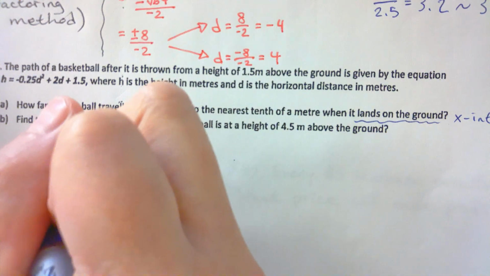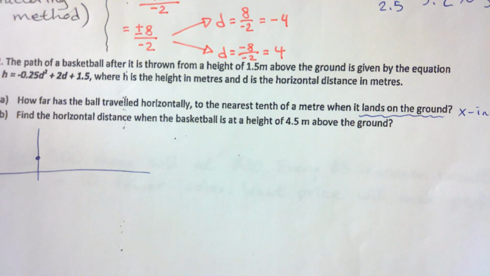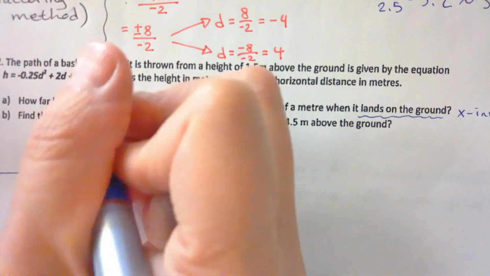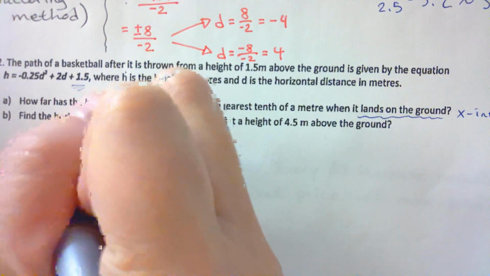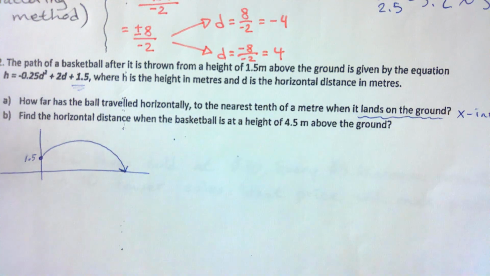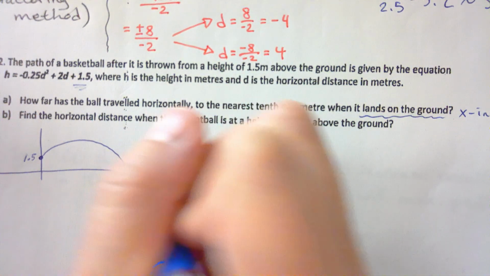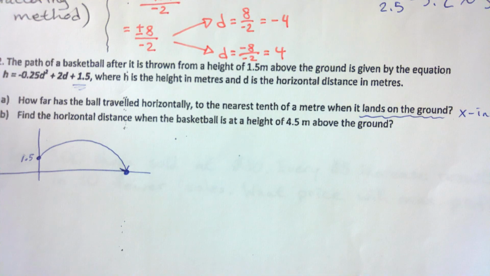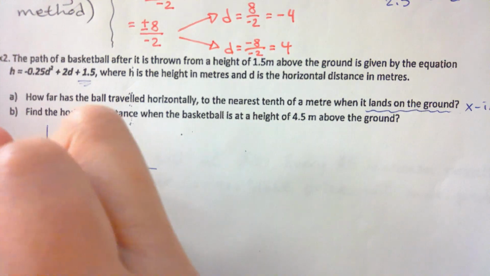So I'm just doing a quick little sketch. What's my y-intercept here, other than William? Sydney? 1.5 right here. Okay, so this is 1.5, and the path of the basketball goes something like this. You're trying to figure out when does the ball hit the ground? Right there. So it's your x-intercept. And if I want to find my x-intercept, what are my two methods? Factor or quadratic formula?